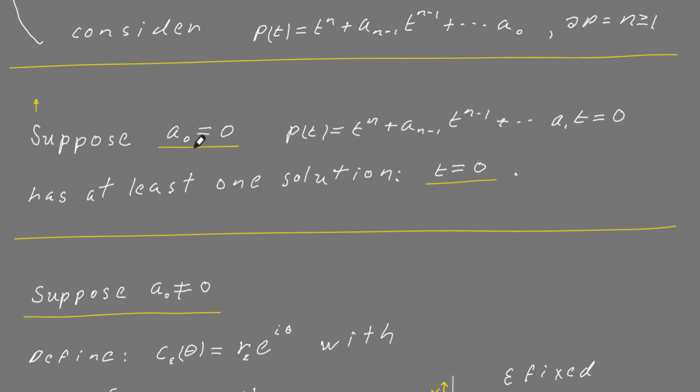Now suppose that a sub 0 is equal to 0. Then this term over here is equal to 0, and the polynomial has this form. And you can set this equal to 0, and then you can see that t equals 0 is a solution to this. So t equals 0 is actually a complex zero of this polynomial. So if a sub 0 is equal to 0, this polynomial has at least one complex zero, and so it's consistent with the fundamental theorem of algebra.